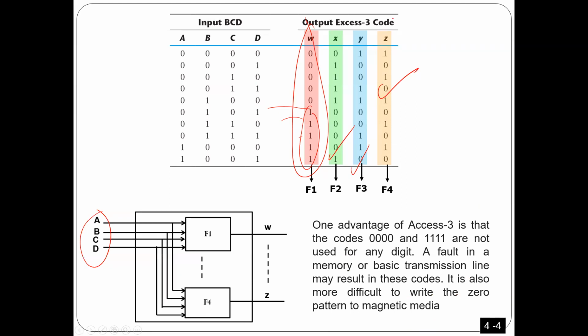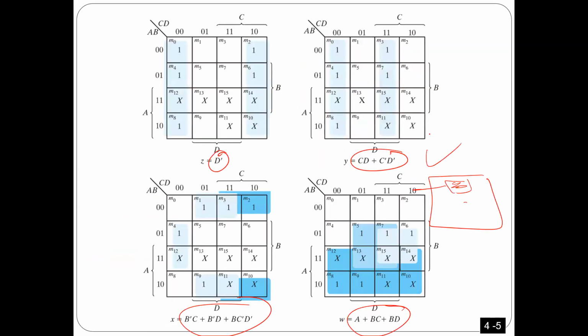For sure, here you don't need Z. Sorry, here this one is only D prime, so it doesn't need A, B, C. To do this one, it is just an inverter from D. So this one needs only D, right? Anyway, same thing for the other ones here.